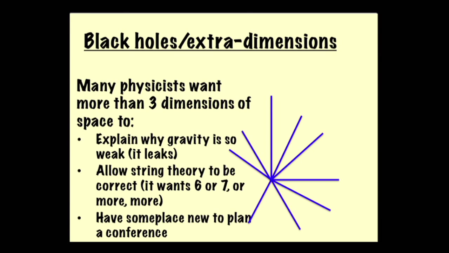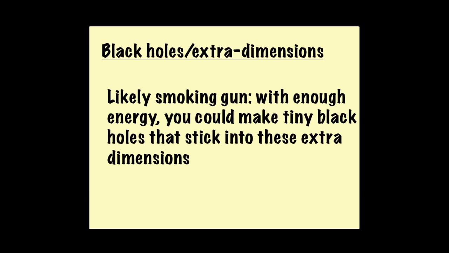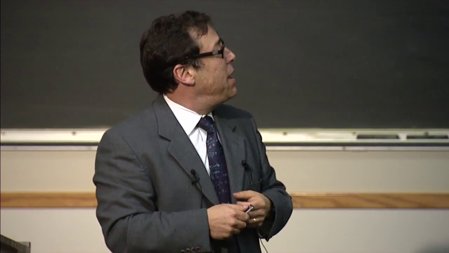Well, there are reasons why many physicists would like more than three dimensions of space. Turns out, if you had more, you would be able to explain why gravity is so very weak. And you could allow this thing called string theory to work. It wants six or seven more extra dimensions. And you'd have new places to go for physics conferences. And a likely smoking gun of this is that you'd be able to make very small black holes that kind of stick into these extra dimensions. Tiny, tiny black holes.